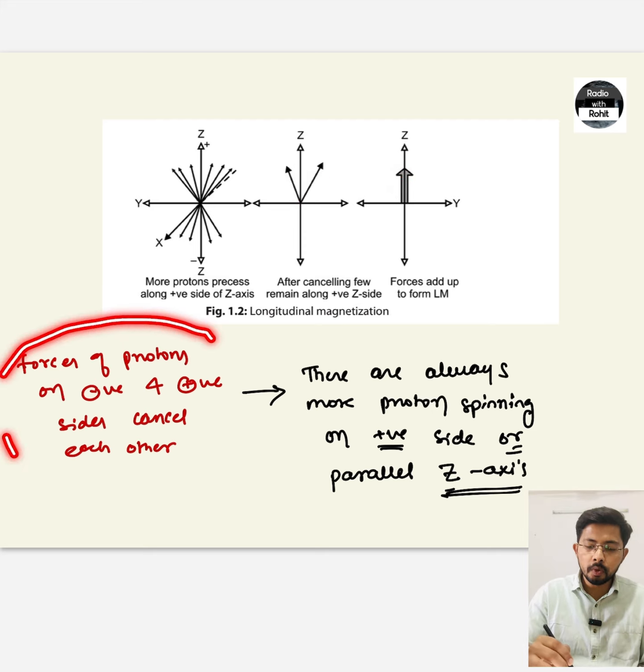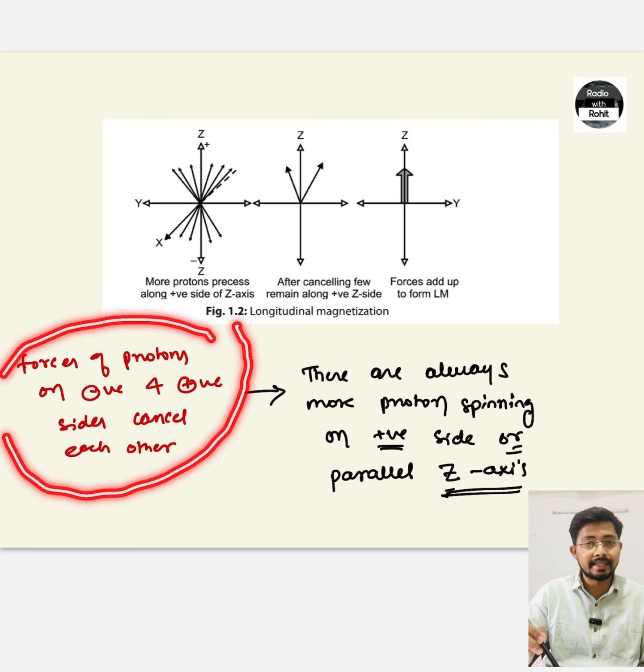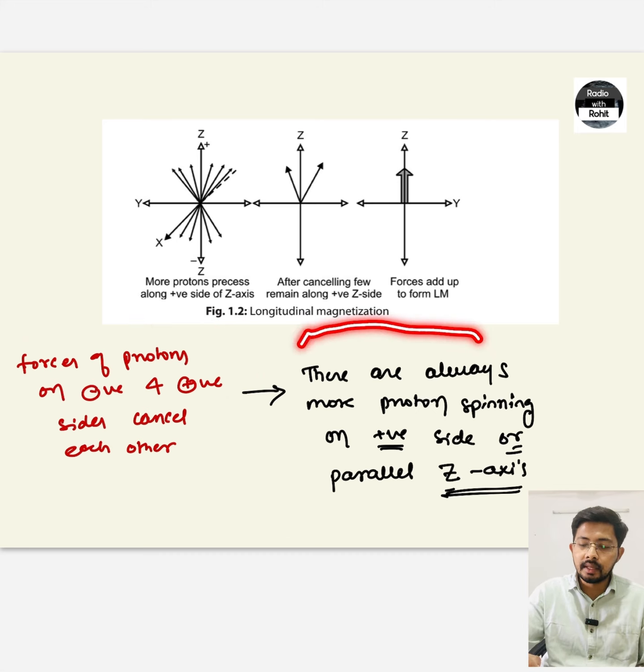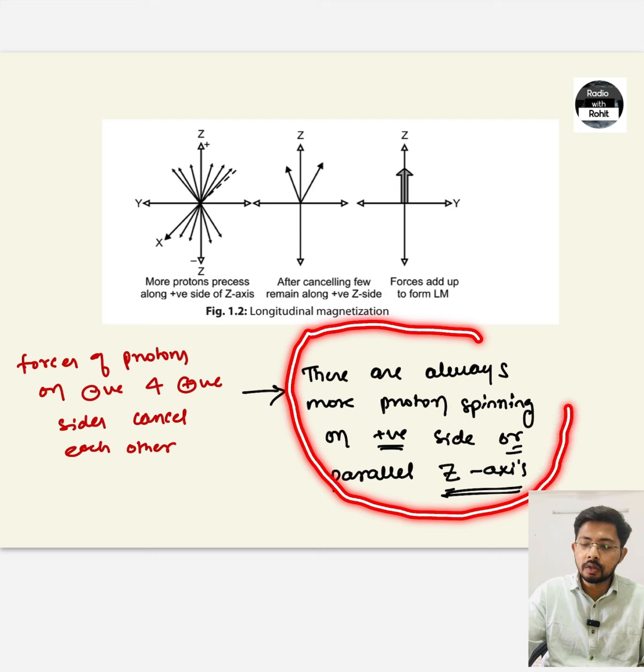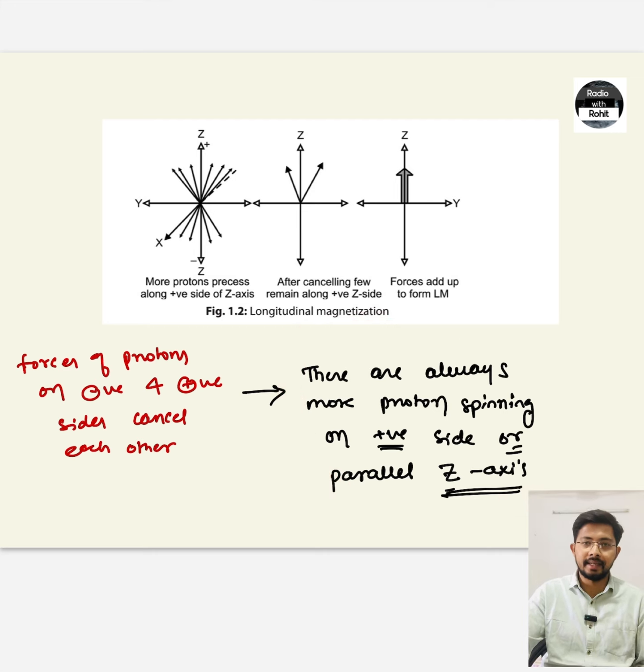The forces of protons on the positive and the negative sides cancel each other, and thus there is always more spinning on the positive side, or the parallel z-axis. So this is called longitudinal magnetization. Longitudinal magnetization is simply the movement of the protons parallel or anti-parallel to the external magnetic field, and the net vector comes to the parallel z-axis. This is called longitudinal magnetization.